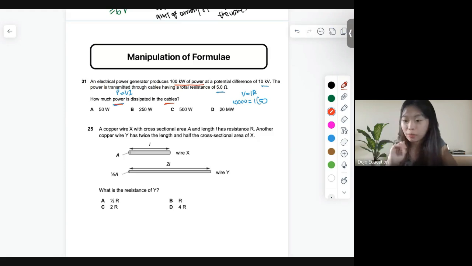Okay, so everyone, I'll give you time to try also. And then for question 25, it's the same thing. R equals rho L over A, because it's like a wire. They ask you to find resistance for wire, and there is an area, there's a length, so you know you need to use this formula. Okay, so I think I will give everyone maybe 3 minutes to try it out. Okay, while I go to the washroom.